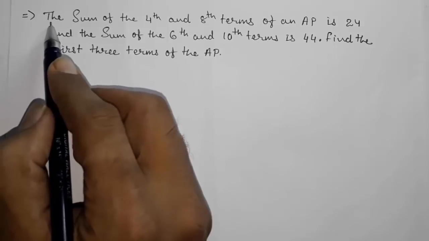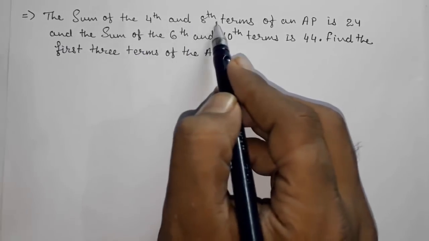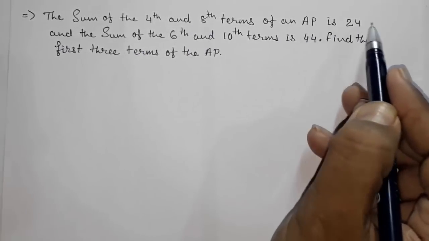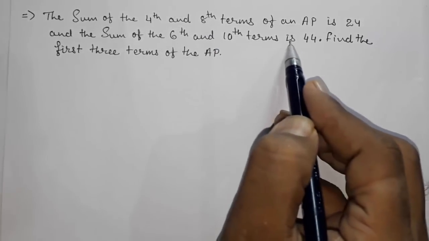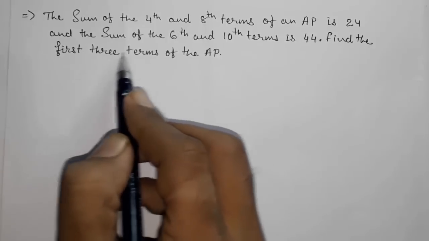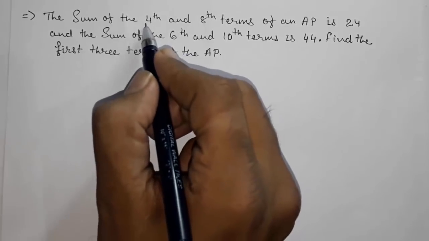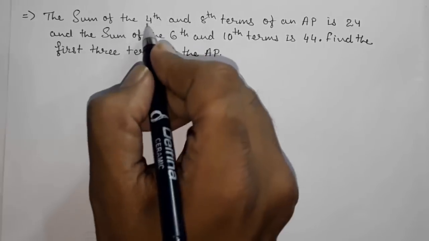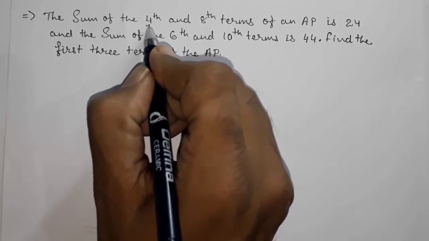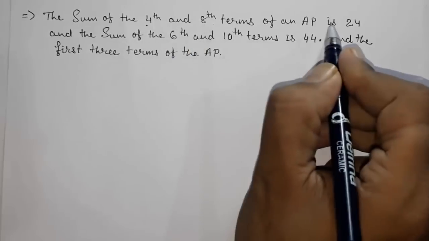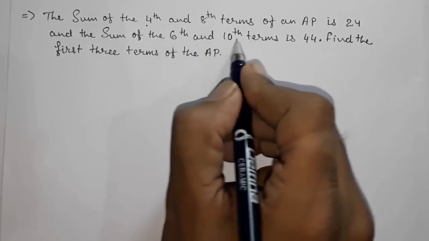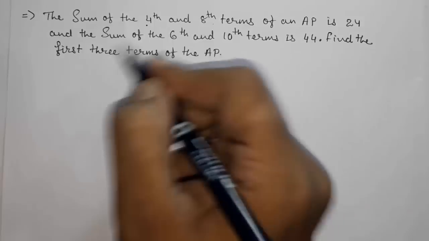Now the next question. The sum of the fourth and eighth term of an AP is 24, and the sum of the sixth and the 10th term is 44. Find the first three terms of the AP. Look here. Previously they had given one number, but now they have given the sum of two numbers. So from this sum we will get one equation, and from this other sum we will get another equation. Then we have to solve it.